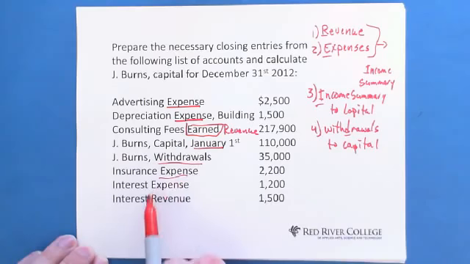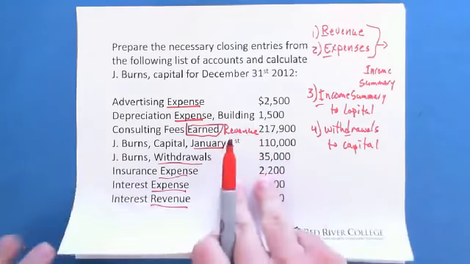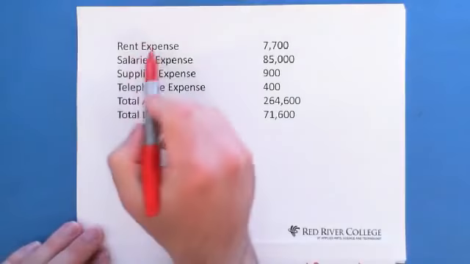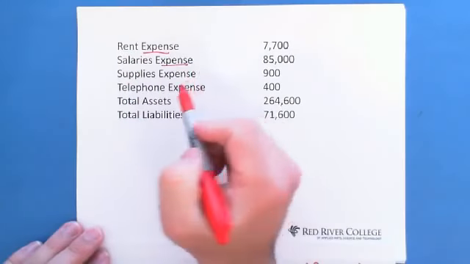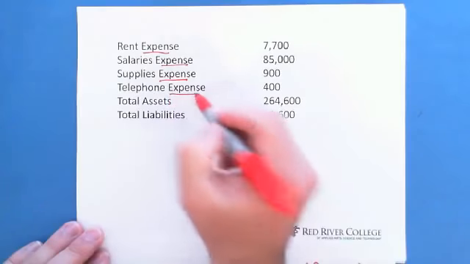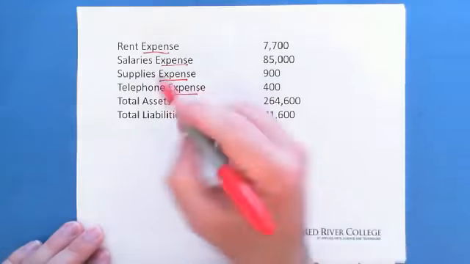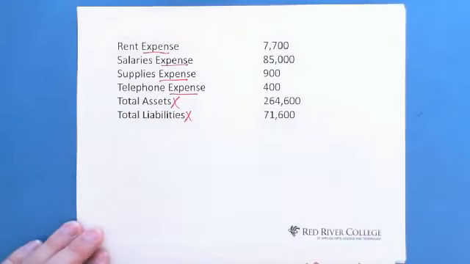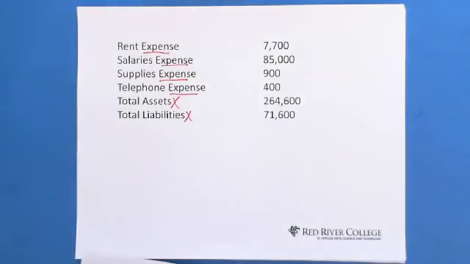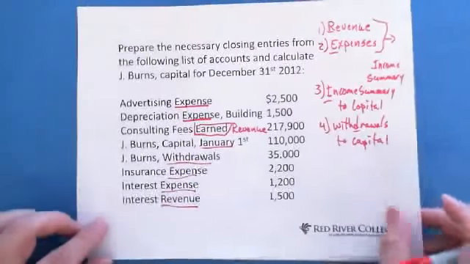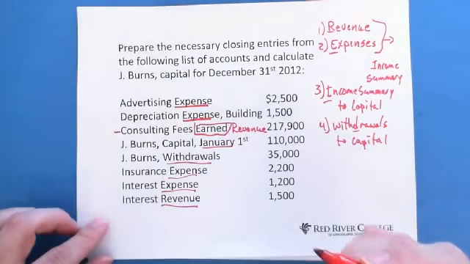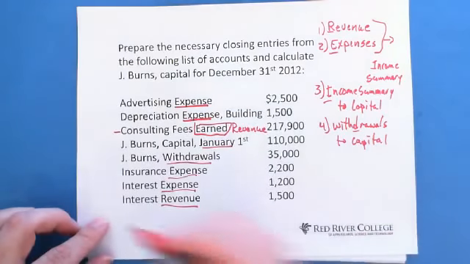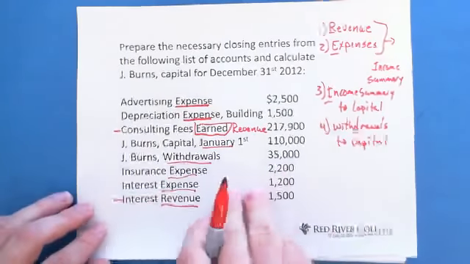Here's insurance expense, interest expense, interest revenue, rent expense, salaries expense, supplies expense, telephone expense, total assets, total liabilities. Okay, these do not get closed. So we have 2 revenue accounts. We've got consulting fees earned, and we had interest revenue. So those are going to get closed first.